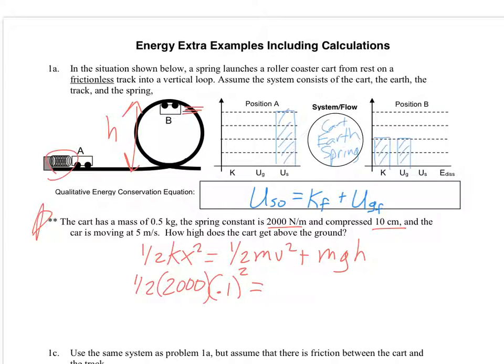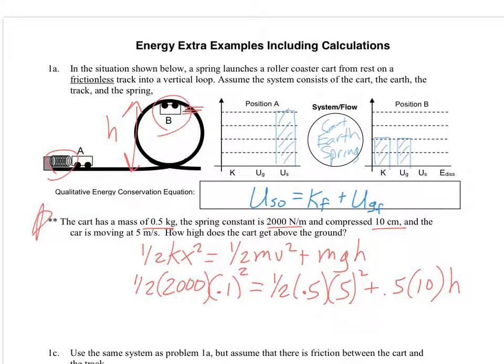It was given to us that when it's up here at position B, it's moving at 5 meters per second. So the mass of 0.5 kilograms is moving at 5 meters per second, and we want to know how high it gets. The mass of the cart is 0.5. g is the acceleration of gravity, and energy is scalar, so I'm not going to do a negative or anything like that. And we're looking for h.